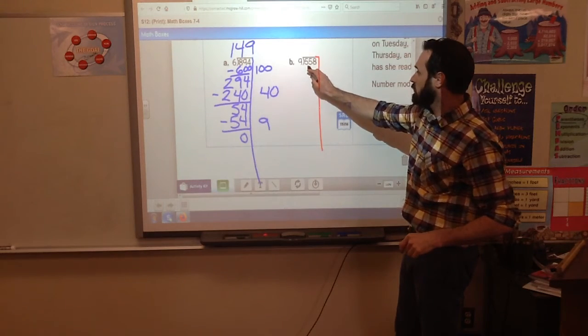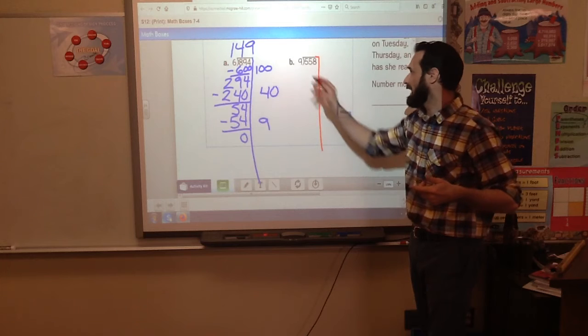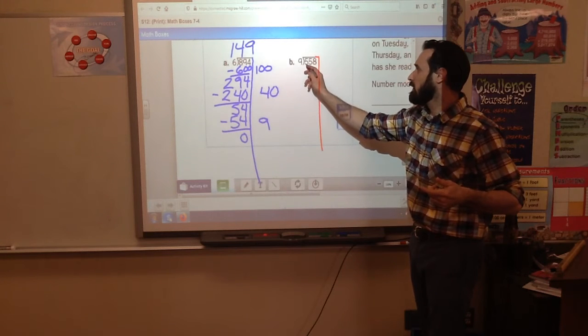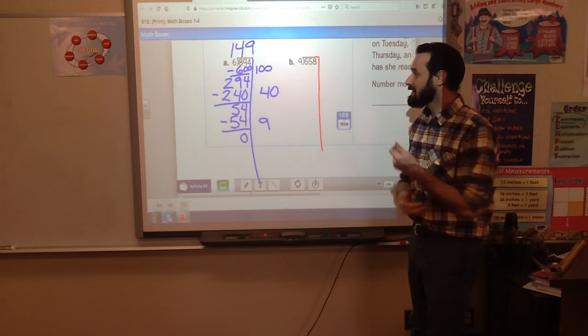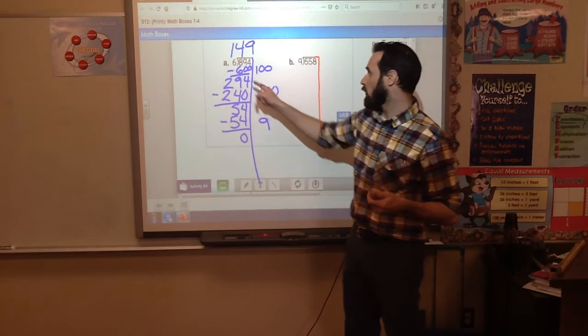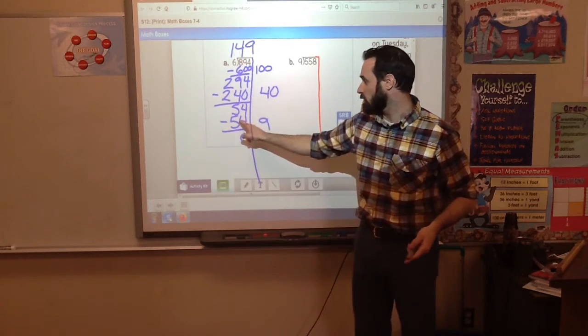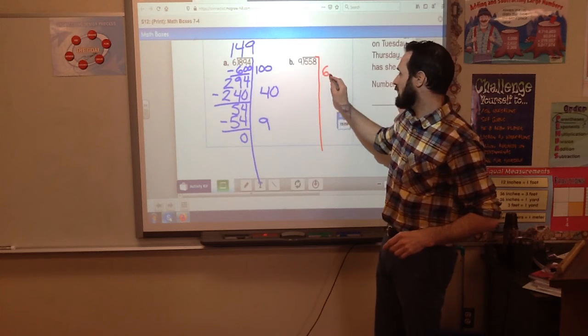Can 9 go into 55? Or can it go into 5? No. 9's bigger than 5. So that means we have to work with 55. But the nice thing here is, sometimes you got to be smart. You got to use what you've already done. We know that 6 times 9 is 54. So I'm going to do a 6 right off the bat because 9 times 6 was 54.